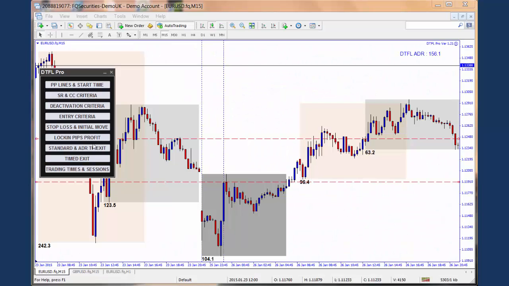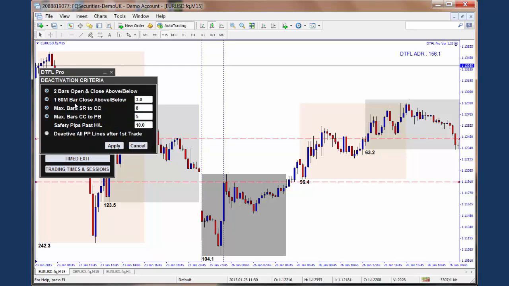We're now going to take a look at the third screen under DTFL Pro, which is the deactivation criteria. So I'll open it here. As you can see, there's a number of different options. Firstly, I want to talk about some general rules for deactivation.